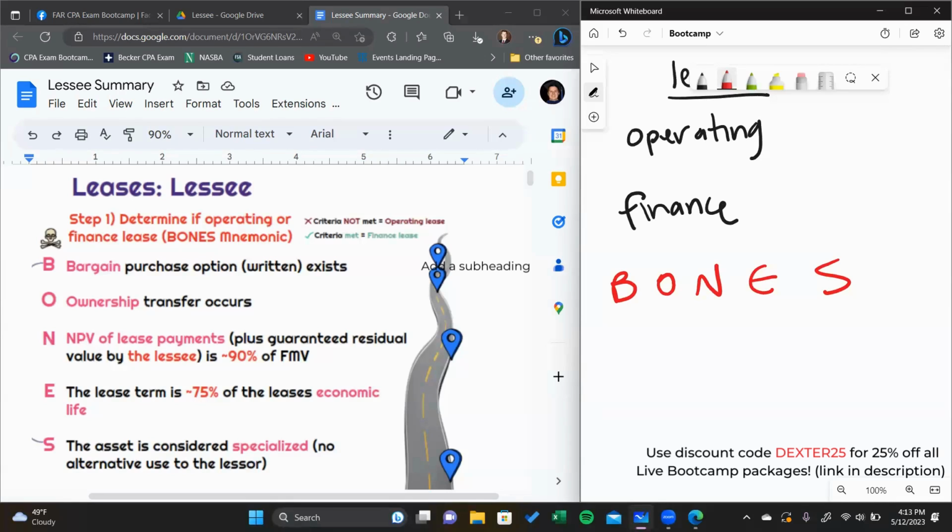If you're paying more than 90% of the fair market value, once again, you're essentially just purchasing the asset outright, but you're doing it over a period of time. And if you're using the asset for more than 75% of the economic life, you're basically using the asset for all of its potential life, right? Which once again feels kind of like a purchase. You bought something and then you're now using it until it doesn't work anymore.